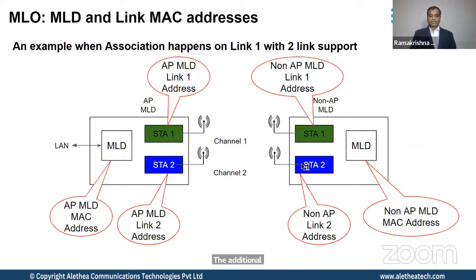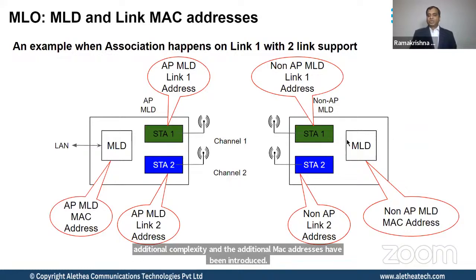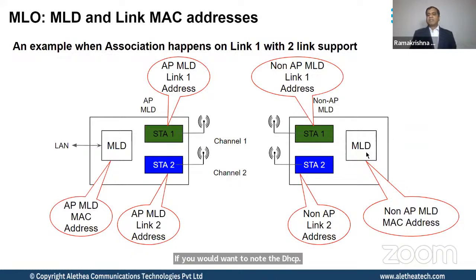If you want to note, the DHCP would go with the MLD MAC address. The DHCP discover would go with the MLD MAC address, because it's a message at a different level, right? I mean, it's actually going to get an IP address. So the IP address would actually be associated with the MLD. So if there is application data, this would actually go with the MLD address. I think this is something that you need to see.